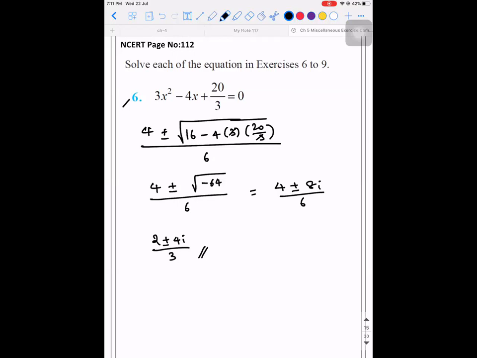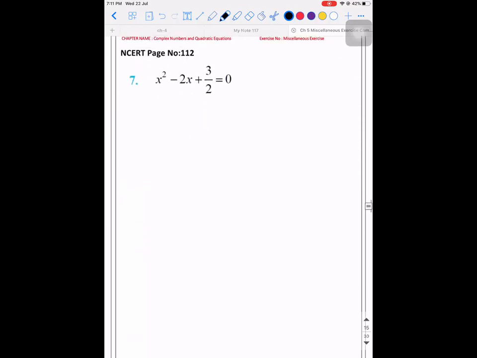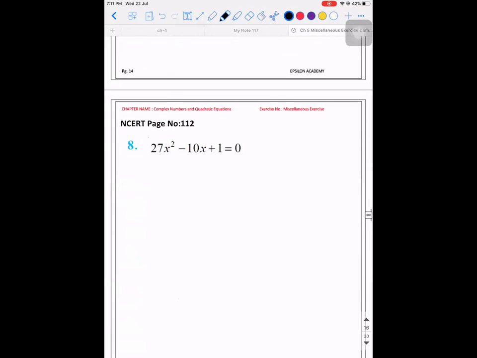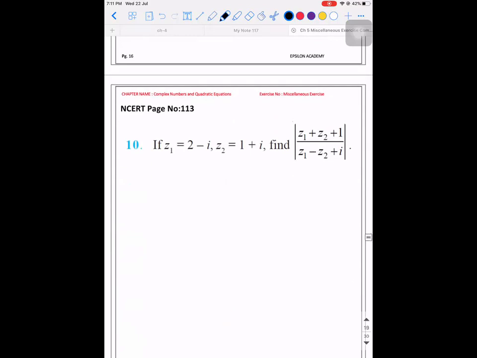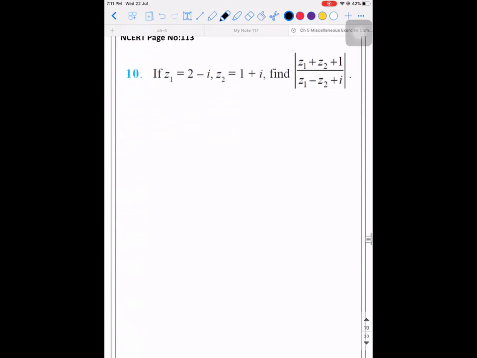Okay. So let's check. Let me do only the tough problems. Okay. Let me not waste time on this. So this you can do it. The 8th one you can do it. 9th you can do it. Let's try the 12th one.